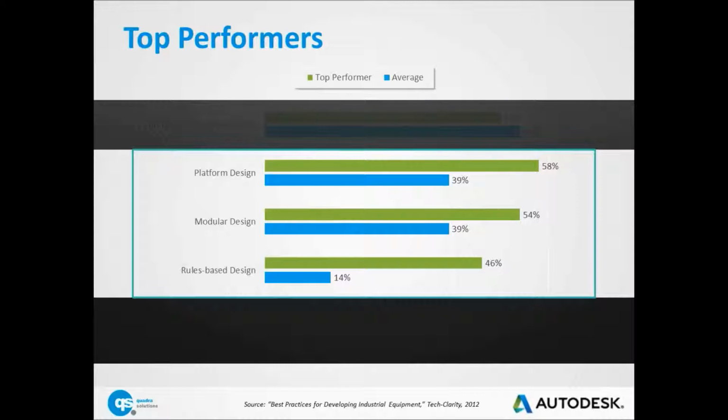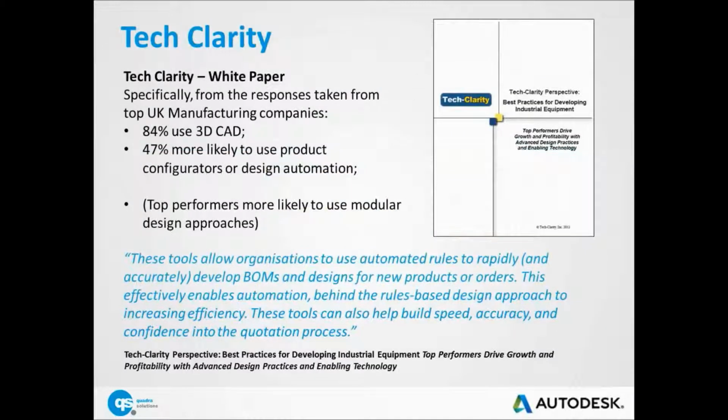Rules-based design had the largest gap there, by the way, of all the approaches. As you can see, 46% of top performers use a rules-based design approach versus 14% of average performers.